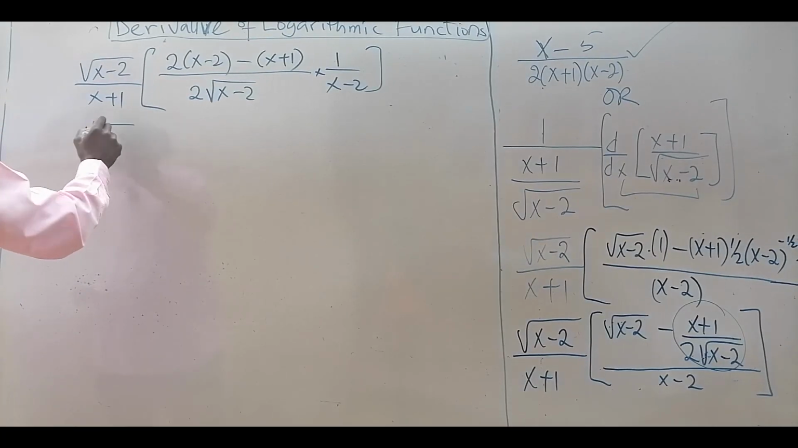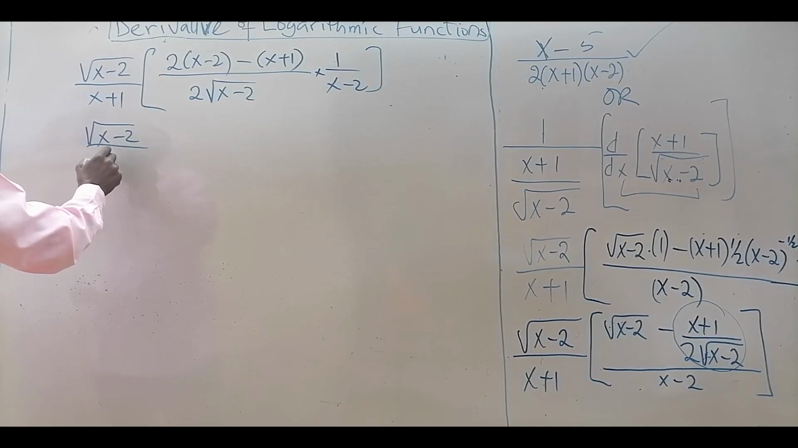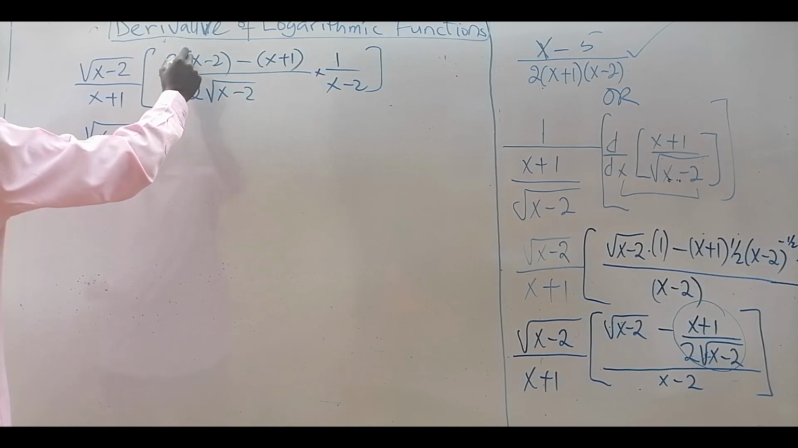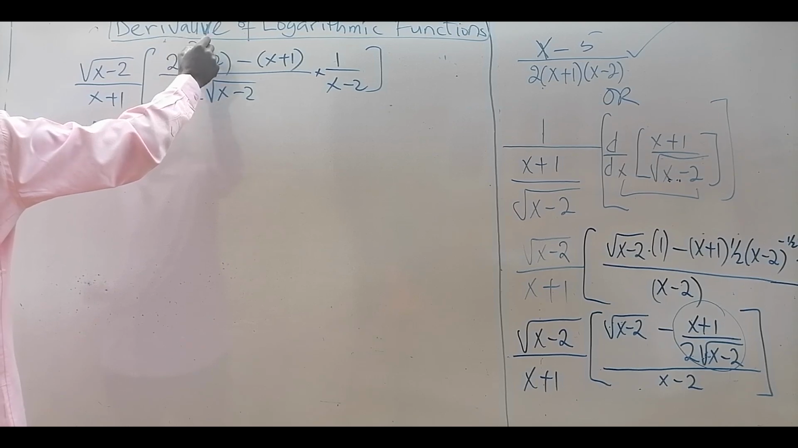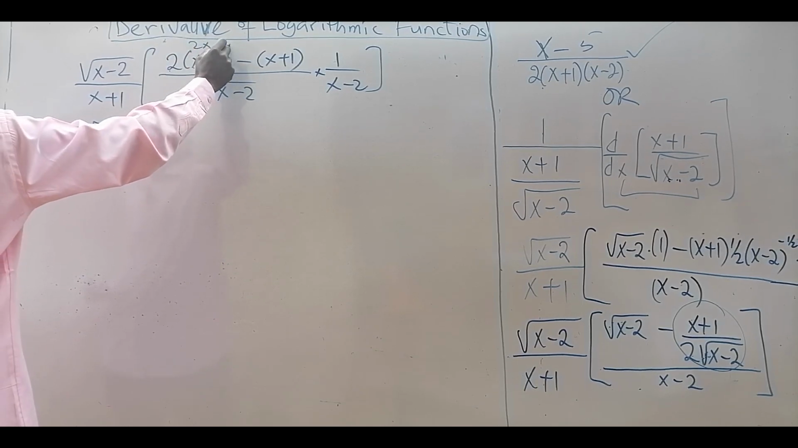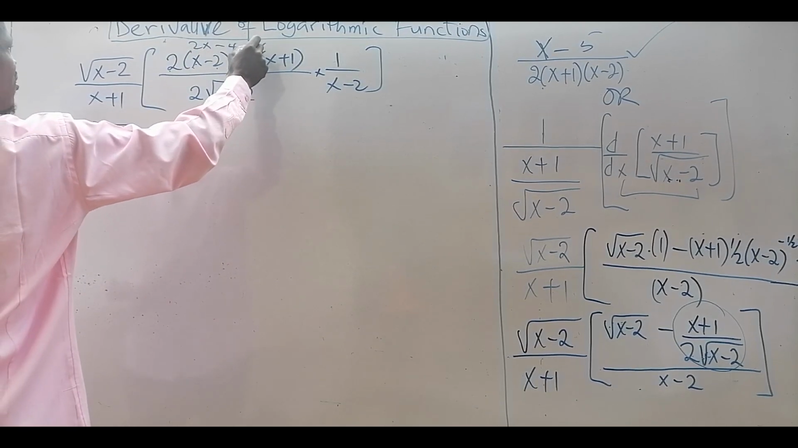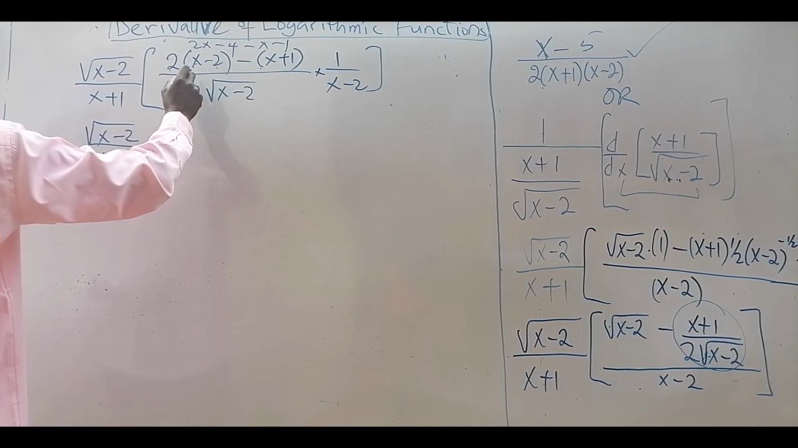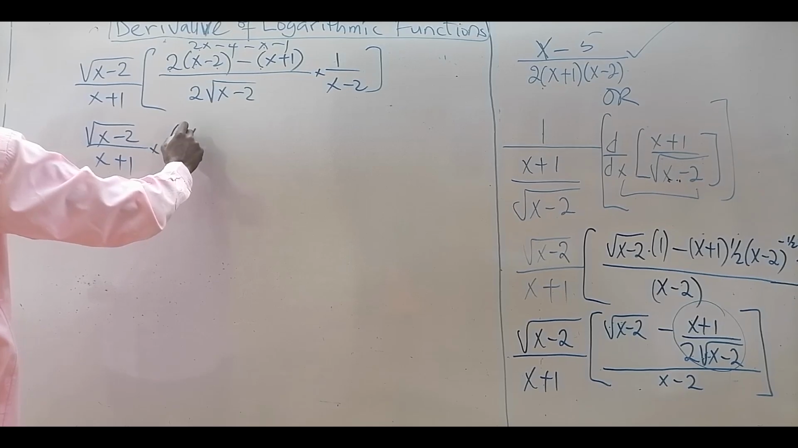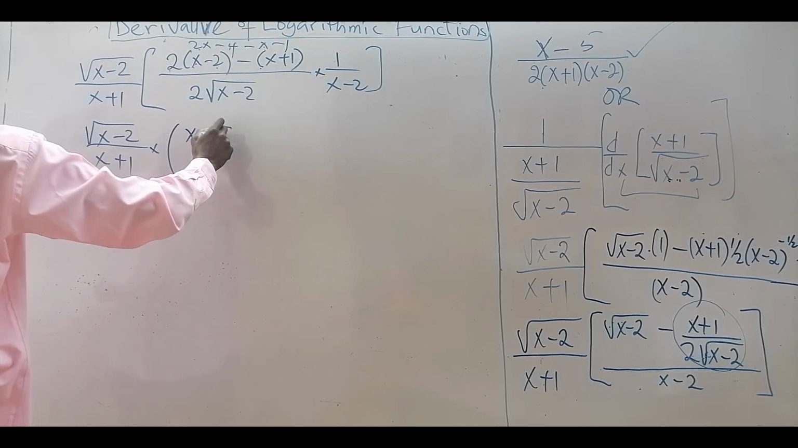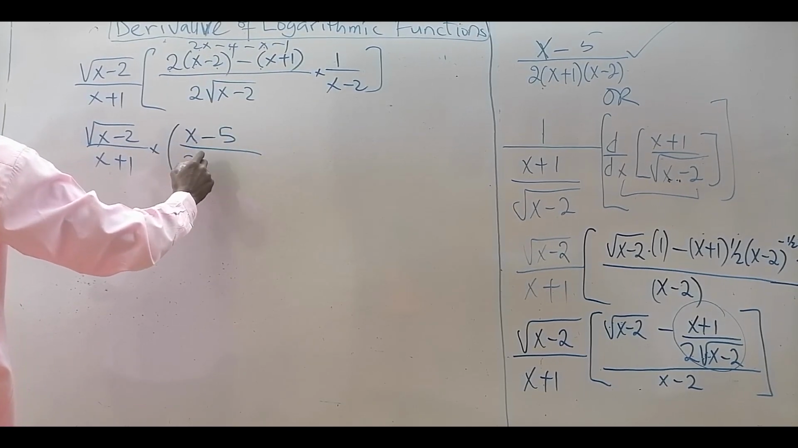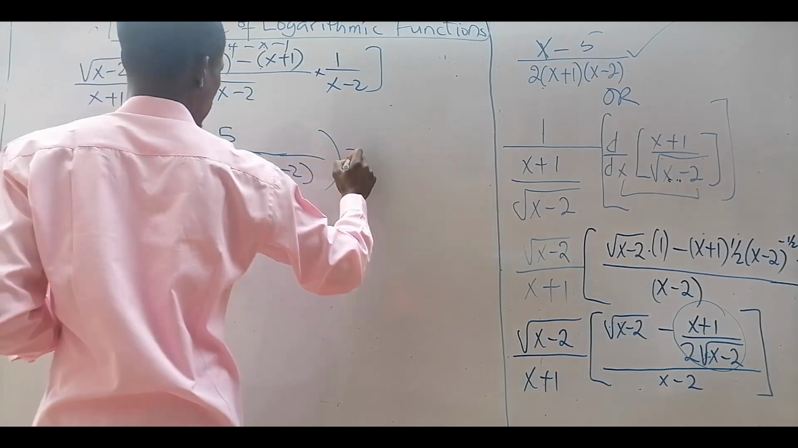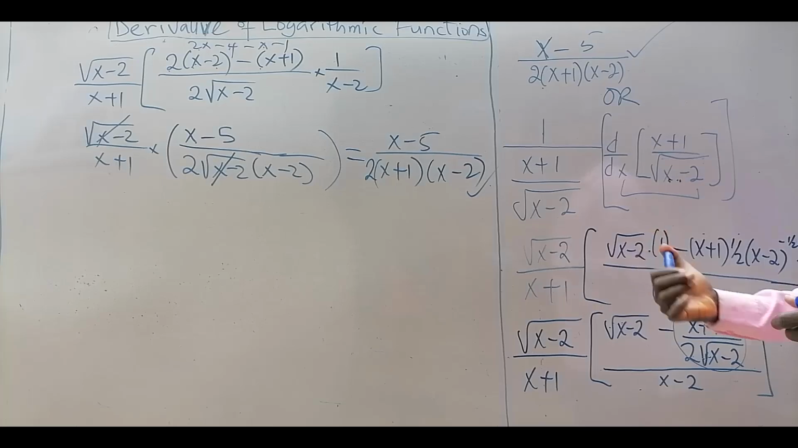So that will be this over (x plus 1), times, if you open this one, 2x, 2 times minus 2 is minus 4, and then minus x minus 1. So you have 2x minus x, that's x, and minus 4 minus 1, minus 5, all over this. This one and this one cancel. So our answer is this. That's it for this question.